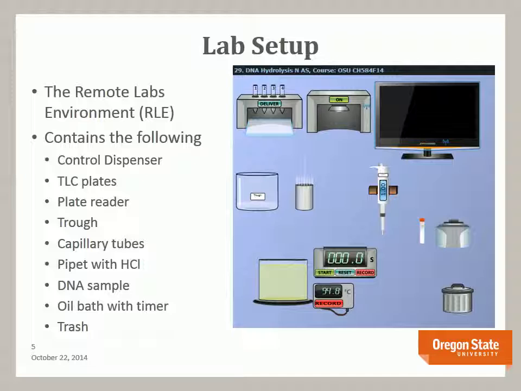Next to that, in the microcentrifuge tube, is the DNA sample itself, next to a centrifuge, which is not used. Then at the bottom is the oil bath, which is set for 95 degrees Celsius, along with a timer that is used for timing all of the incubations in the oil bath. Finally, there is a trash can.